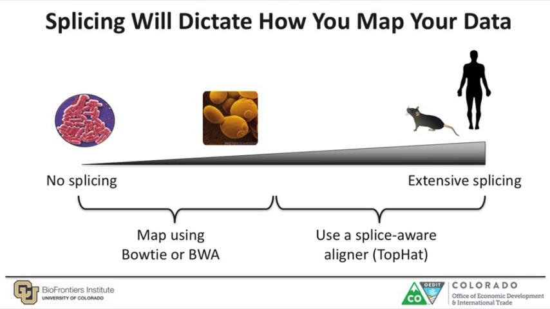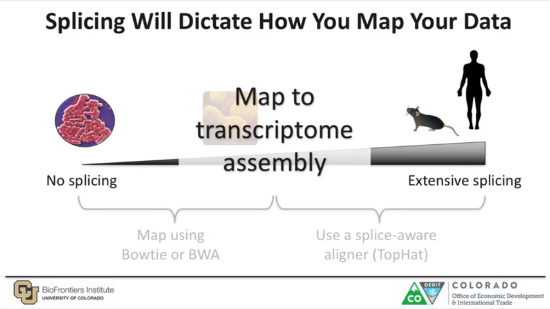TopHat. One exception to note is that if you are particularly interested in splicing in an organism with very little splicing, you should then also use a splice-aware aligner. Another exception to note is that if you do not have a reliable genome assembly or set of gene annotations, then an alternative approach is to first perform de novo transcript assembly and then map your reads to the transcriptome and not the genome.